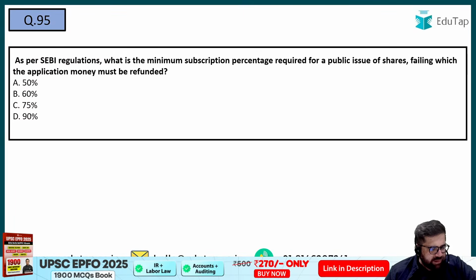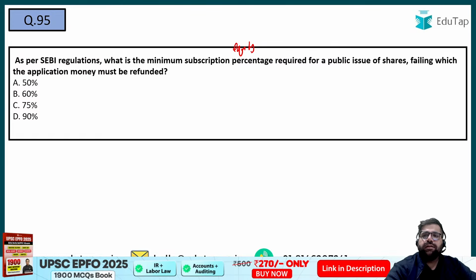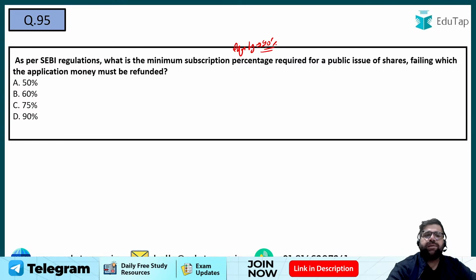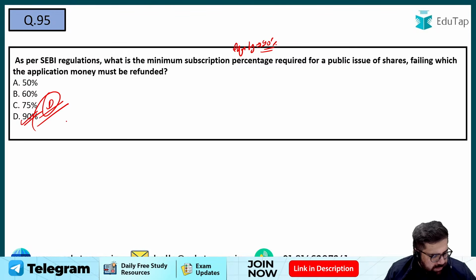Okay, 94 was not understood. Yes, as per SEBI regulations for equity it is 90%. You must get 90% of the money. Therefore, my answer will be option number D.